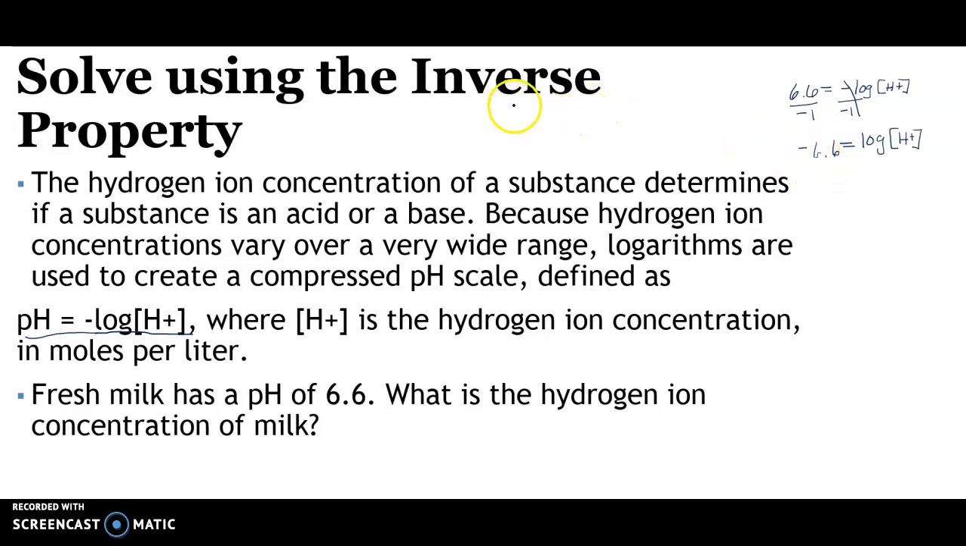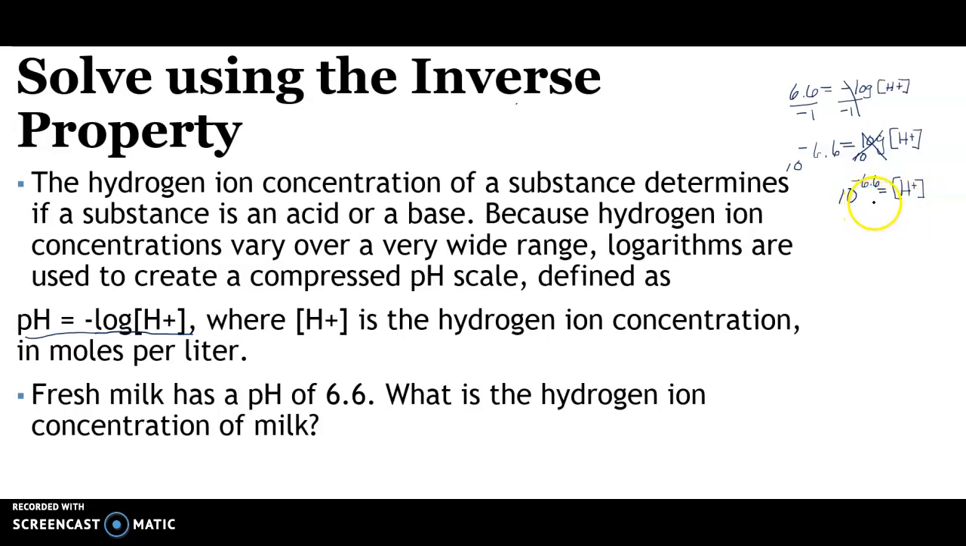Now, I'm supposed to use the inverse property. The inverse property is what allows me to cancel a log. When I look, this problem uses the common log, which is base 10. So I need to make this an exponent by adding in a base of 10 to both sides. The log and the base 10 cancel. So on this side, I just have the hydrogen plus, which is the hydrogen ion concentration. On this side, I have 10 to the negative 6.6 power. There was no additional math to do, so this is my concentration.